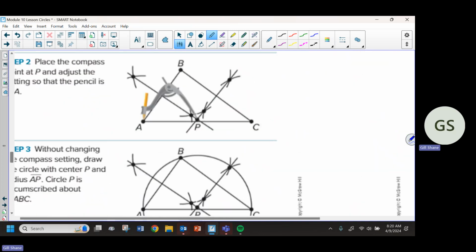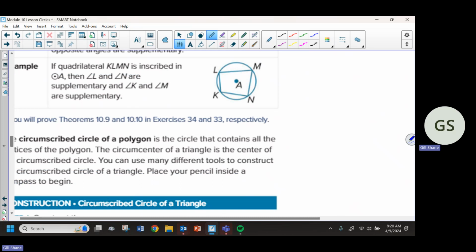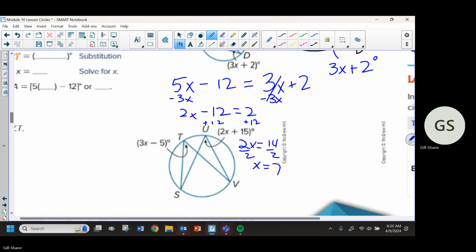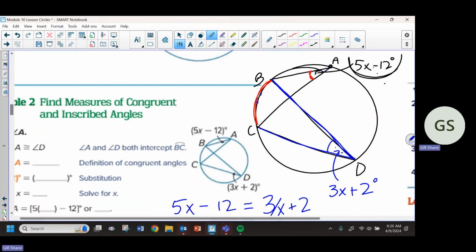What did it ask for in this one? Did it ask for an angle? Measure of angle A, it looks like. So we would then have to say, okay, if I know x is 7, that's the measure of angle A. So 5 times 7 and then subtract 12, 35 subtract 12. Looks like it's 23. It's 23 degrees. So what's the measure of angle D?